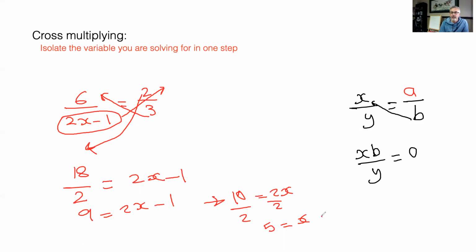So cross multiplying is an amazing tool if you know how to use it, to get rid of that fraction dilemma and to isolate the variable in a very easy way.